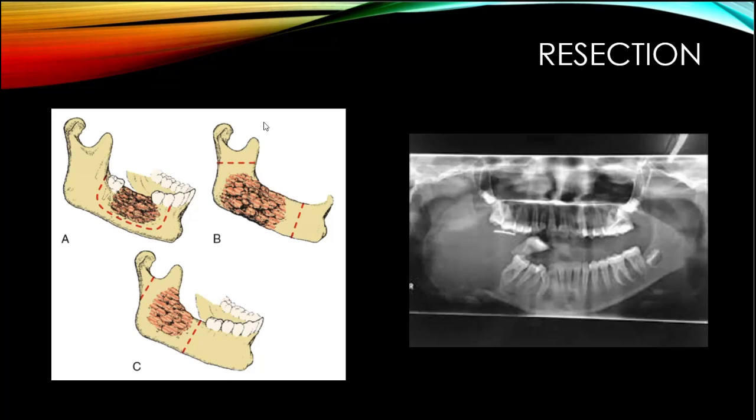We have 2 types, segmental and marginal. Now, in marginal, we leave the inferior border of the mandible as itself, so we do not involve the inferior border of the mandible. In segmental, we involve the inferior border of the mandible. Now, if we take more, we call it hemimandibulectomy, removal of half of the mandible.